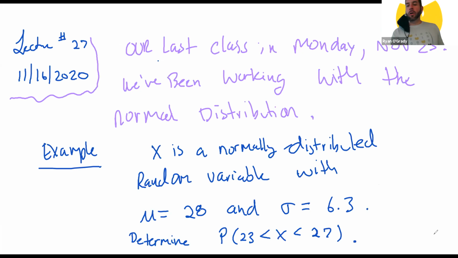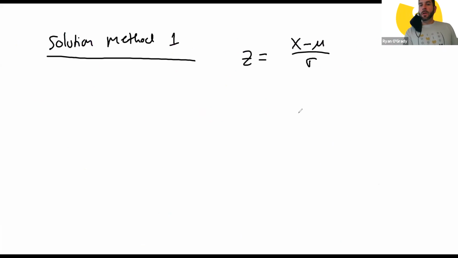All right, so we need to convert to Z. Now, here's the thing. In the previous problem, we have two X values we're interested in.